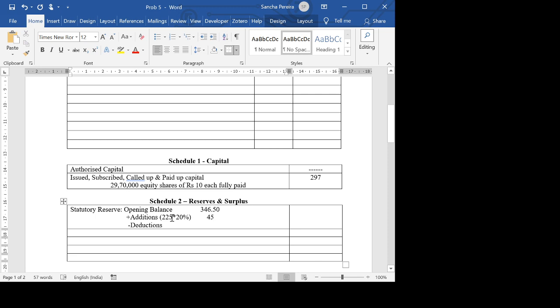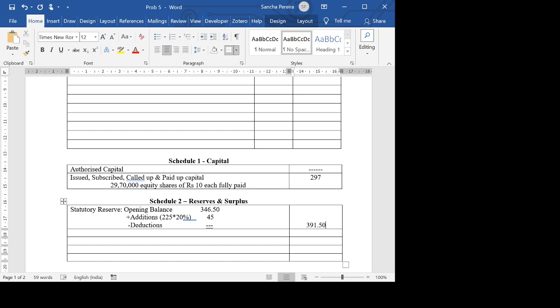And when we are transferring this to statutory reserve, it's always 20% of the current year's profit, not the total profit, not last year's profit and current year's profit. And there are no deductions. They have not said anything is withdrawn from statutory reserve. So our total of statutory reserve, the total here we need to write outside, 346.50 plus 45 gives me 391.50.